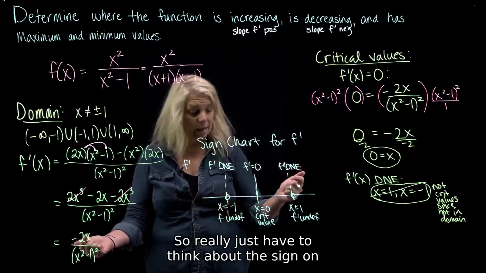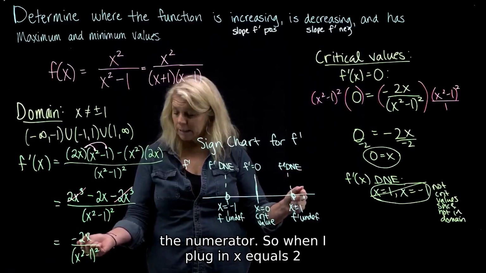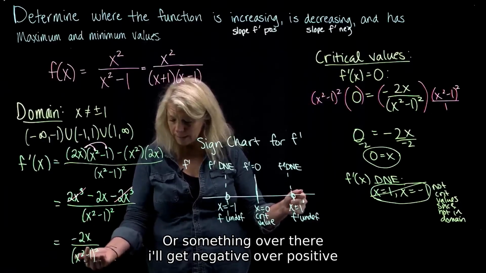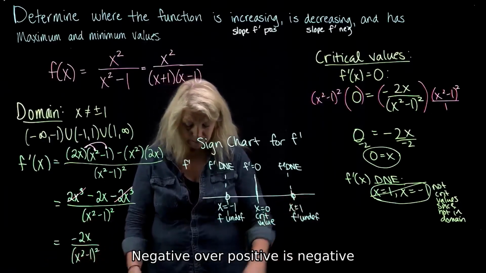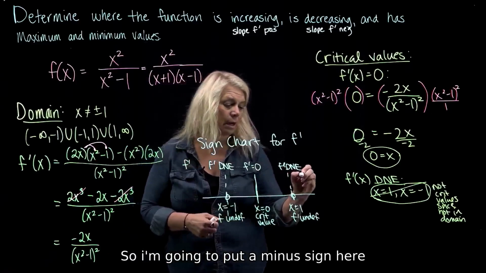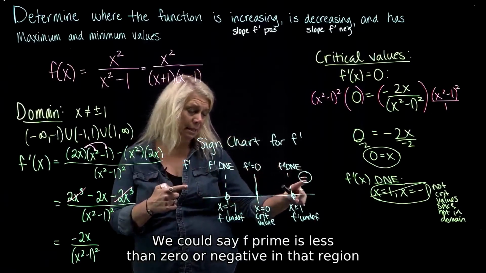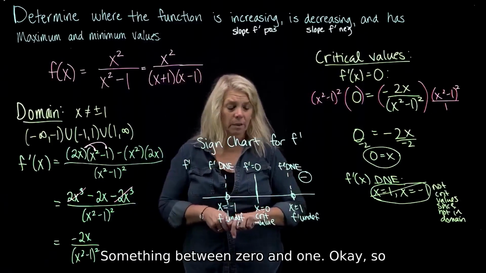So I really just have to think about the sign on the numerator. When I plug in x equals 2, or something over there, I'll get negative over positive. Negative over positive is negative, so I'm going to put a minus sign here. We could say f prime is less than 0, or negative, in that region.